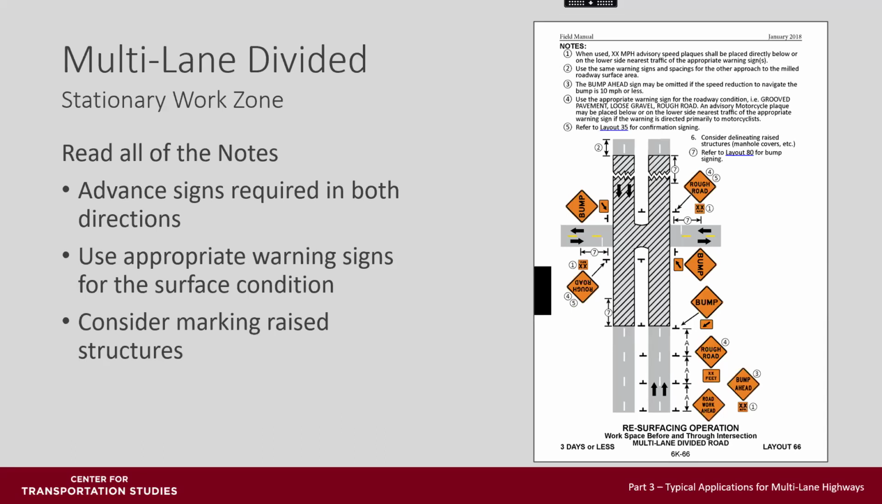For these types of work zones, we're resurfacing in both lanes in both directions. Advance signs are required for both directions, even though they're only shown from one direction on this layout. Use appropriate warning signs for the surface condition, including the bump signing, and this directs you to layout 80 for bump signing. And consider marking raised structures. If this is a milling operation and the manhole covers are raised, there are layouts and requirements for marking those structures.